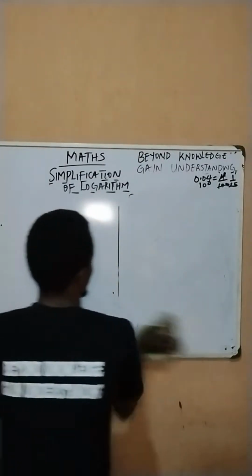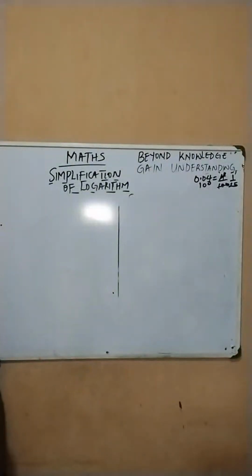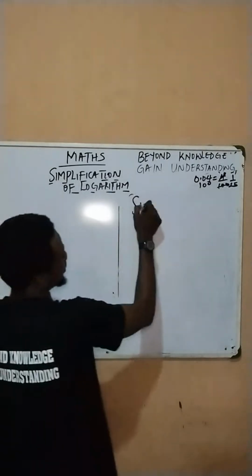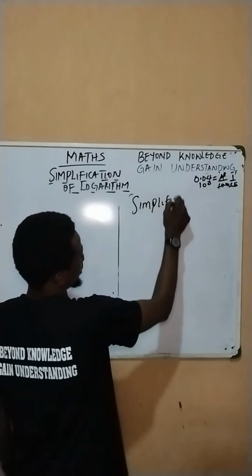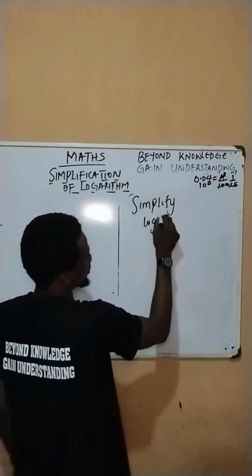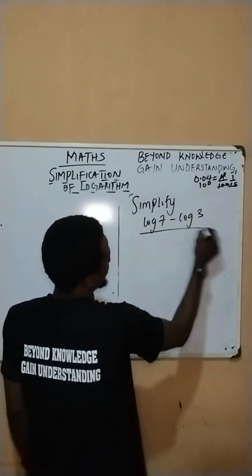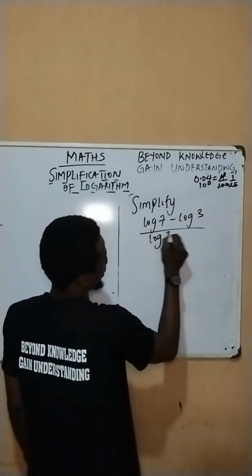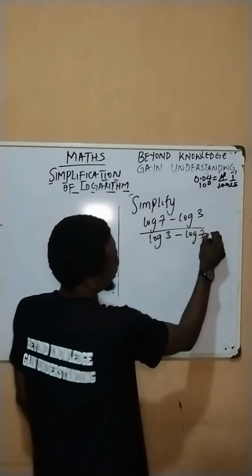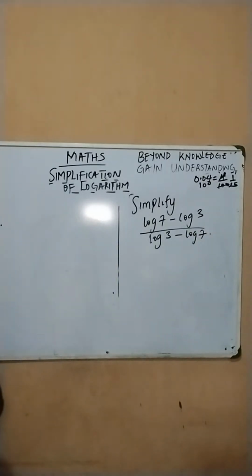So what next am I going to do? Well, let's solve this problem together. Simplify log 7 minus log 3 divided by log 3 minus log 7. This one is quite interesting.